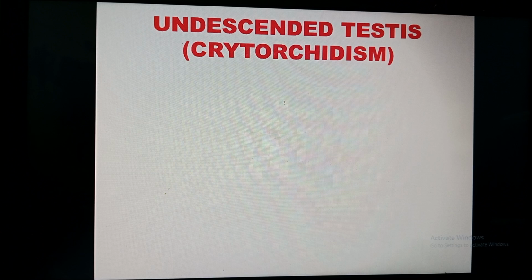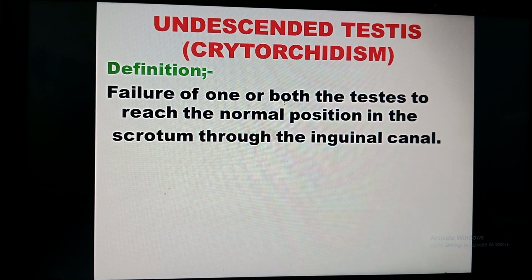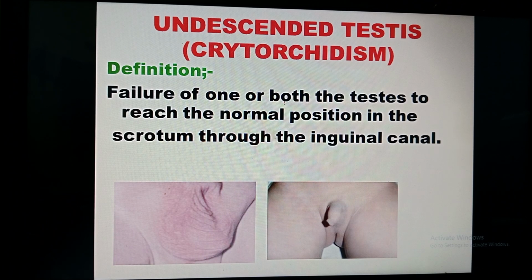Otherwise it is called cryptorchidism. The word itself indicates undescended testis, which means the testis has not descended to its normal position. Usually the testis is situated in the scrotum. Either one testis or both testes have not descended to their normal position due to various reasons. You can see in the picture the scrotum is completely empty.